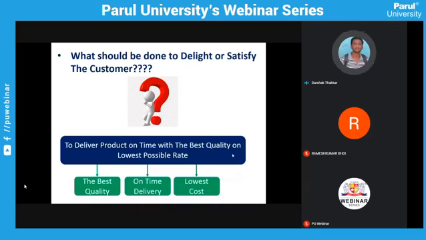So what should be done to delight or satisfy the customer? The first is to deliver the product on time with the best quality at the lowest possible rate, right? So our main motto to run any manufacturing unit and to sustain in our business is the best quality, on time delivery, and lowest cost, right? By virtue of this, we can directly satisfy or delight our customer.